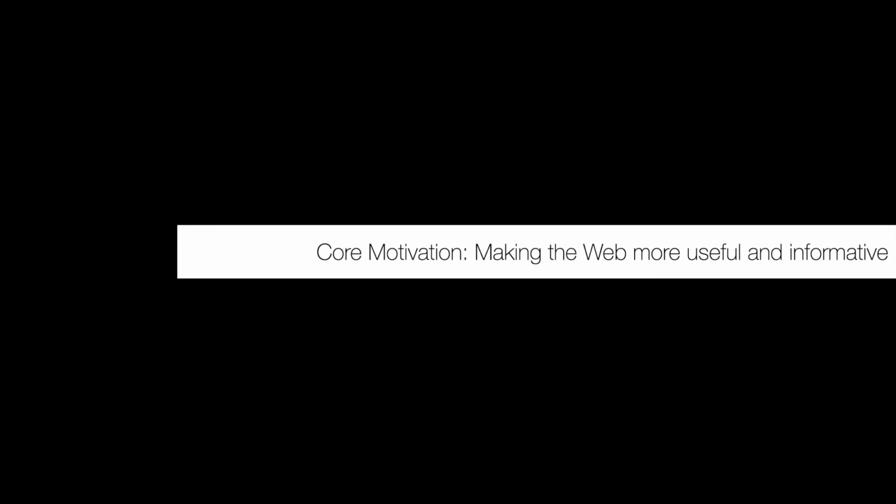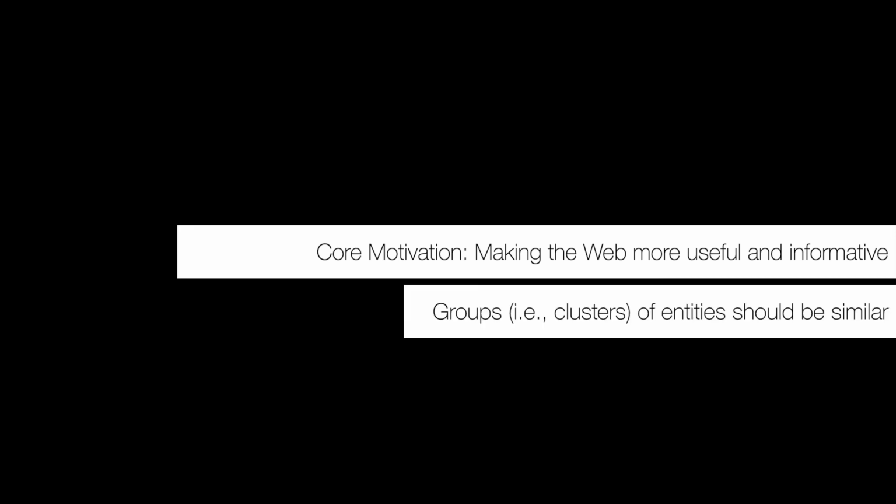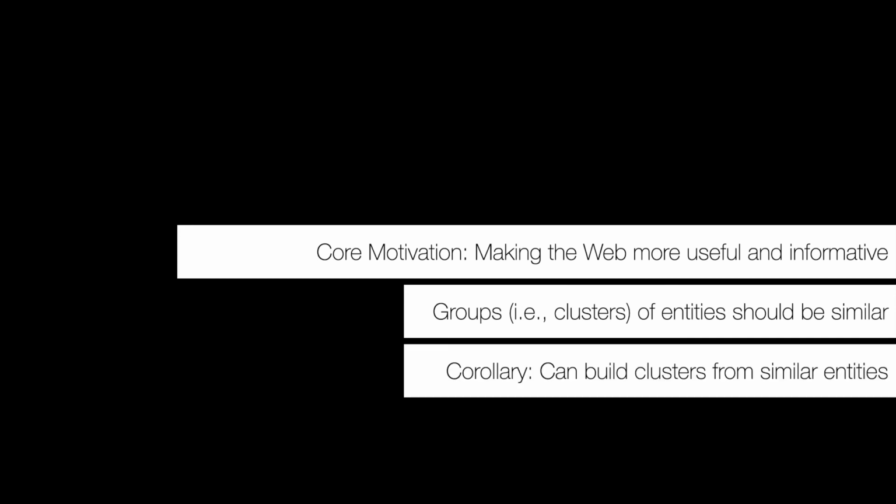So returning to our motivation about making the web more useful, when we talk about groups, we are talking about groups of things or clusters of things that should be similar in some way. But if we're able to leverage this similarity, then we can go the other way as well. Rather than knowing the groups beforehand and then inferring that objects in them are all similar, we should be able to build these clusters by looking for similar entities. By measuring similarity between a bunch of different objects or entities, we can figure out what these clusters really should be.